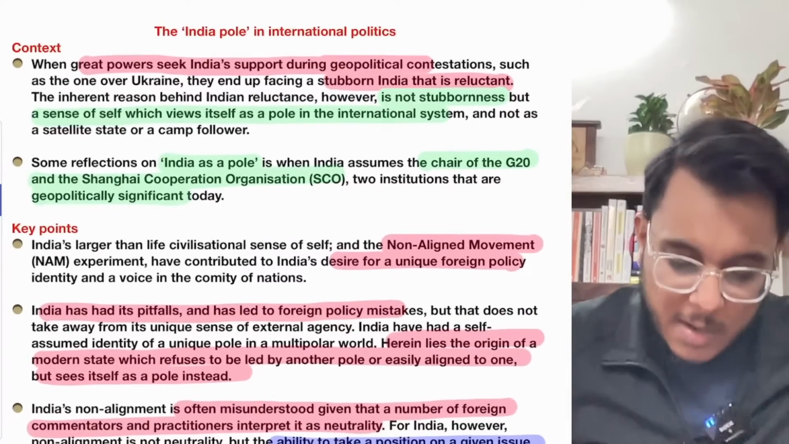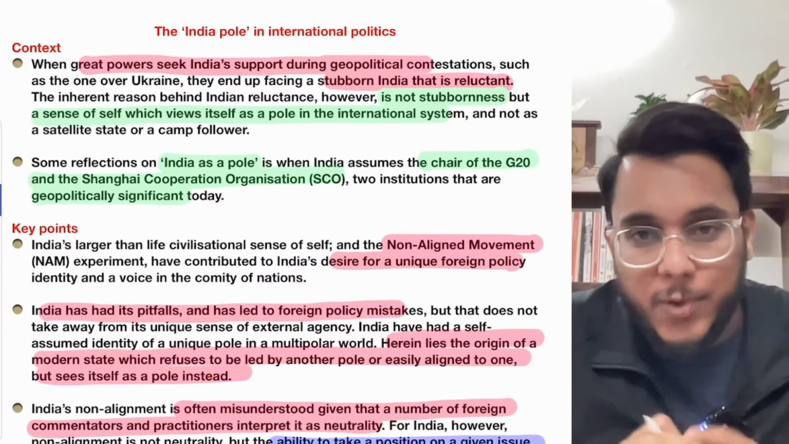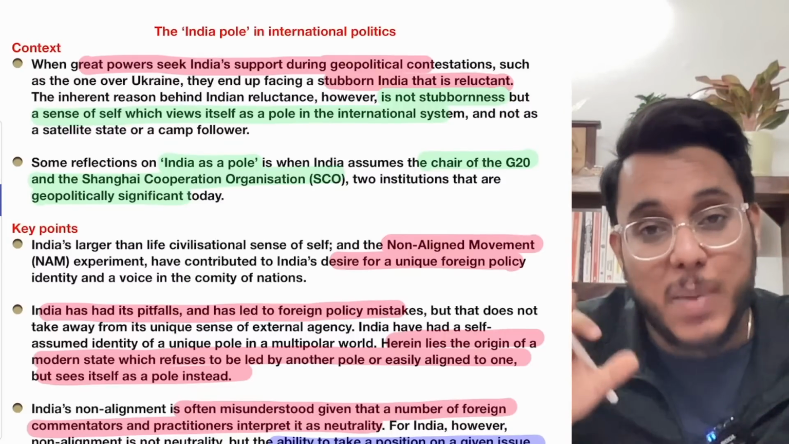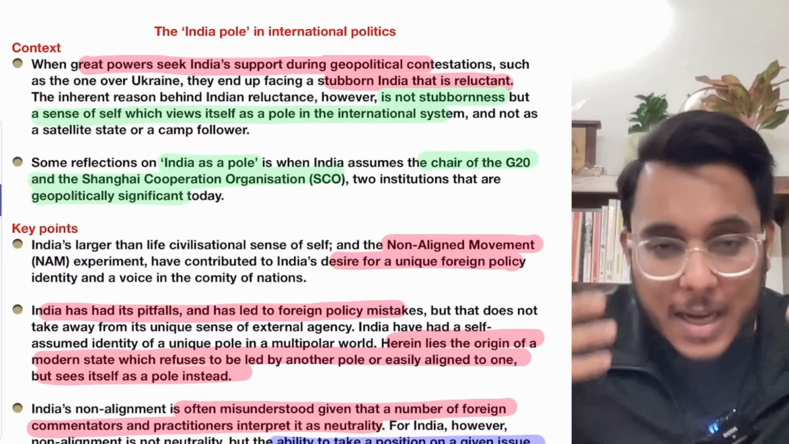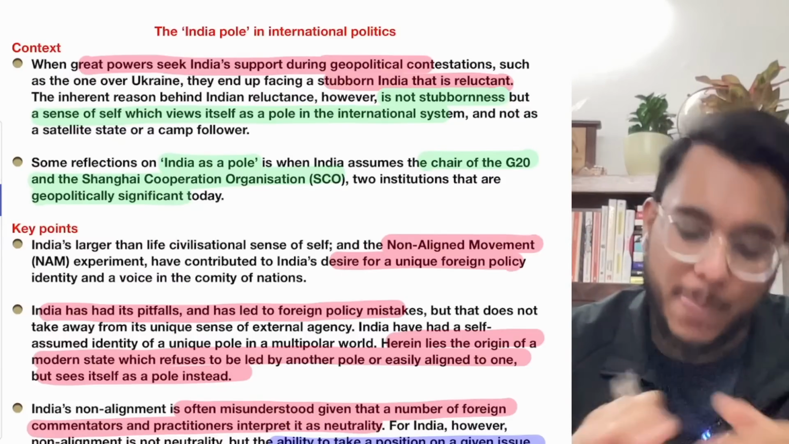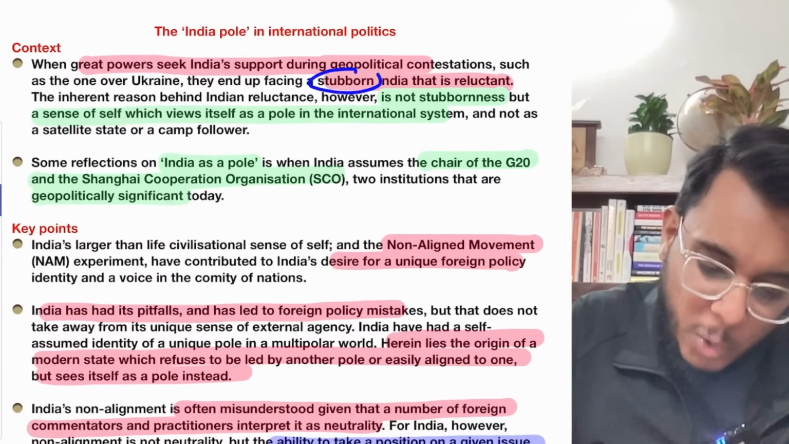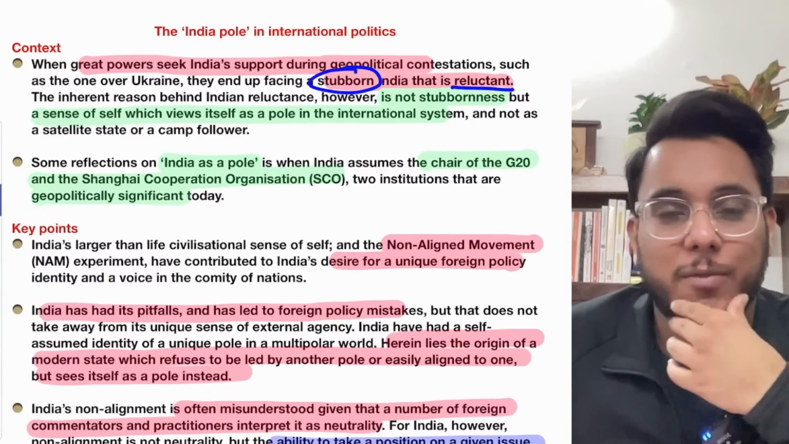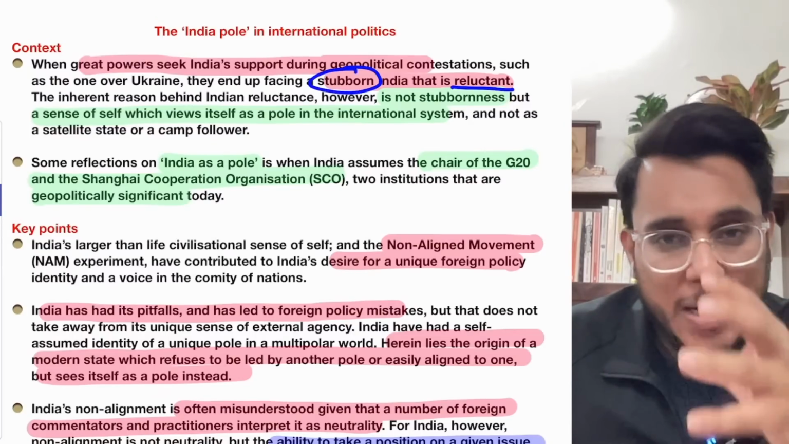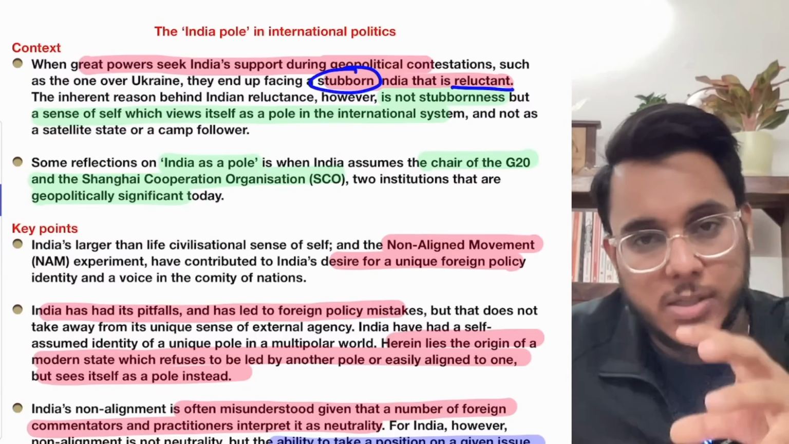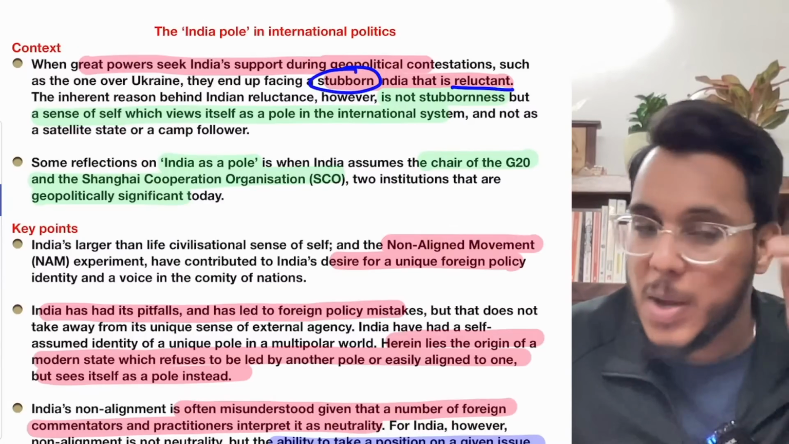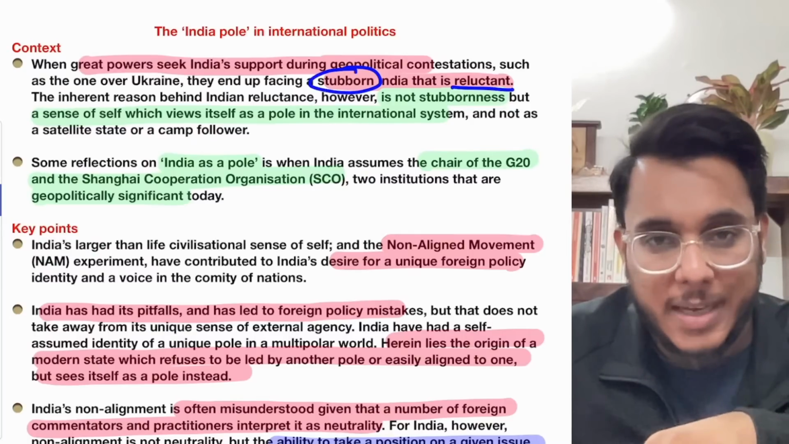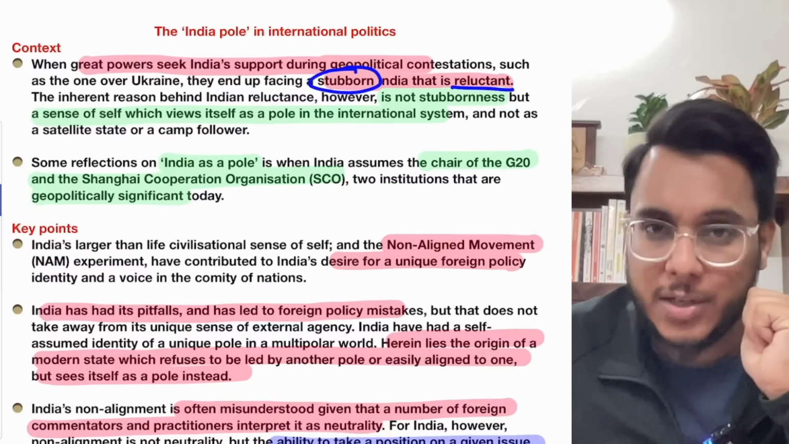Okay. Now, the article starts from this particular point that, see, in history it has been seen that when there is a great power contention going on, then the powerful countries approach India, and India plays a stubborn, that is reluctant, role. What does it mean? Right now, take the example, the Russia-Ukraine war is going on. Russia wants that India should support Russia, and the USA wants that India should support the USA. But what has India done? India has not taken any position. Neither is India supporting Russia nor is India supporting the USA.